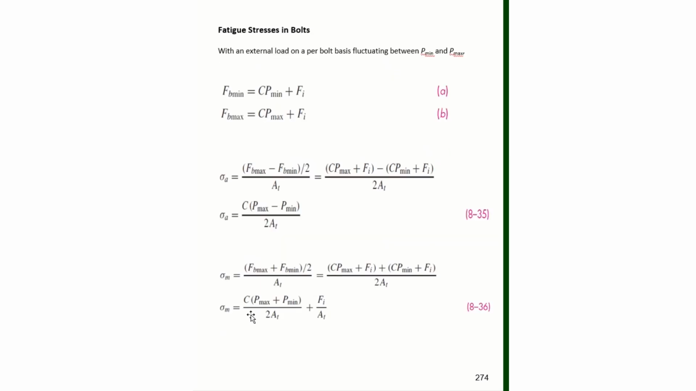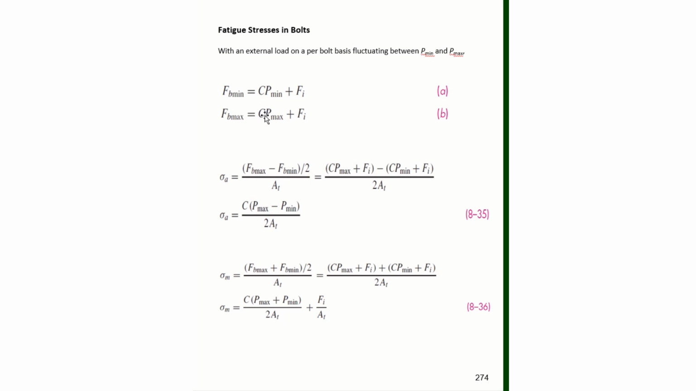In fatigue, we look at alternating and mean stresses. If we have an external load on a bolt that fluctuates between a minimum load and a maximum load, we can compute an alternating load and a mean load. So the minimum force on the bolt would be C times P min plus Fi, where P min is the minimum applied load. And the maximum force in the bolt would be C times P max, where P max is the maximum externally applied load, plus Fi.